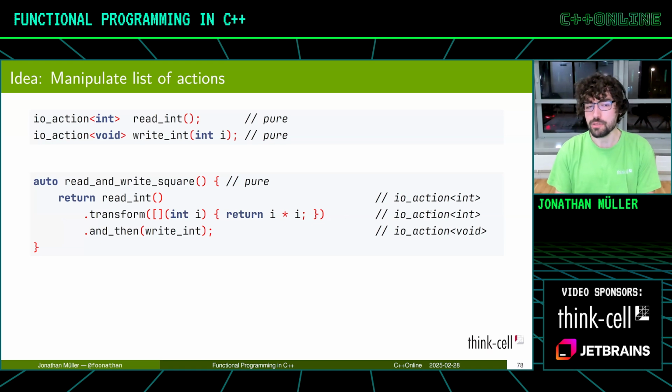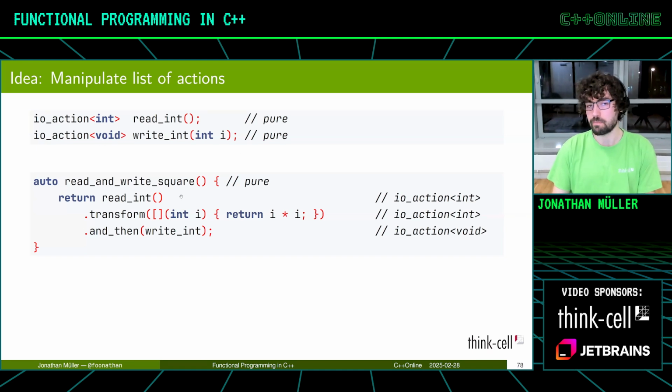And the result will be a composed action that consists of first reading an int, then passing that to the function, and returning the result of that function. And then we can chain it using another action. This is one that writes the int. And the result will be an action that will read an int, square it, and write it out. And here we have to use transform for this call because we return an int. But here we have to use and then because our function directly gives us another action. And if we use transform here, we would end up with an action of an action, which is not something we want. So we use and then.